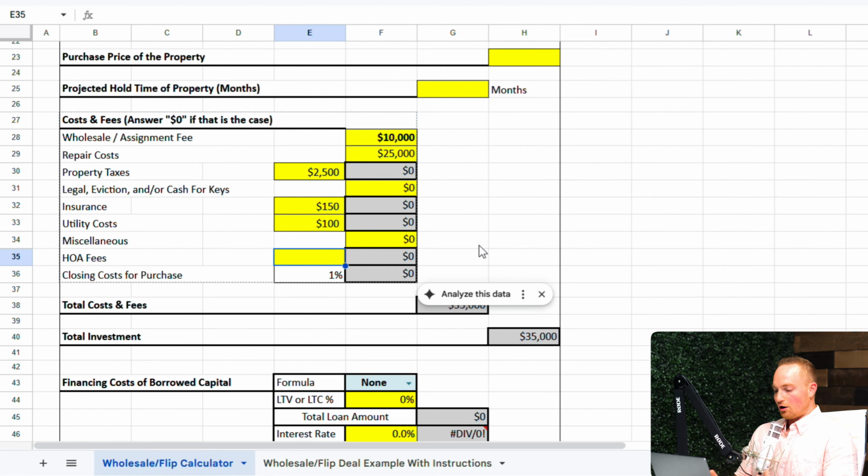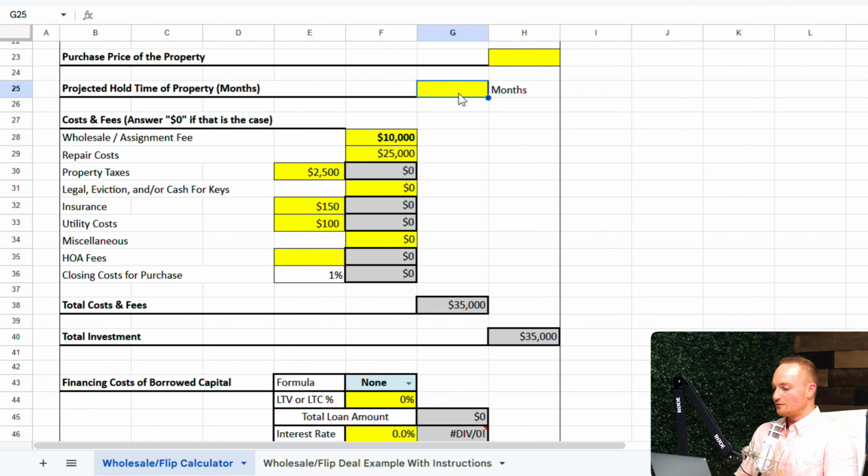So once you have all of those numbers plugged in, then I like to go up to projected hold time of the property. So how long is this property going to take to purchase, fix up, relist on the market, and then close with a new buyer? I like to look at the rehab budget and then determine how long that rehab realistically is going to take. A good rule of thumb for everybody out there is that for every $10,000 of repairs needed on a property, that's about 1 week of construction time.